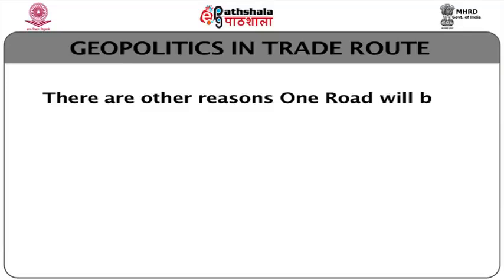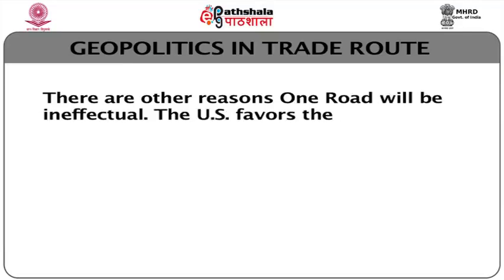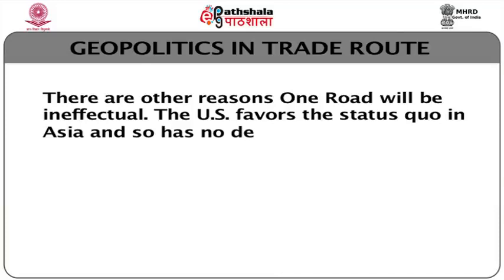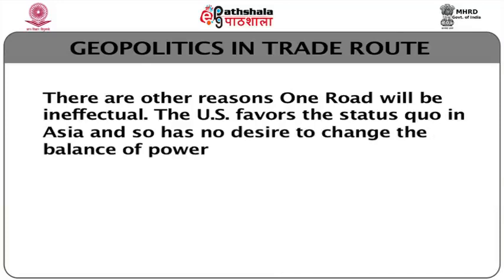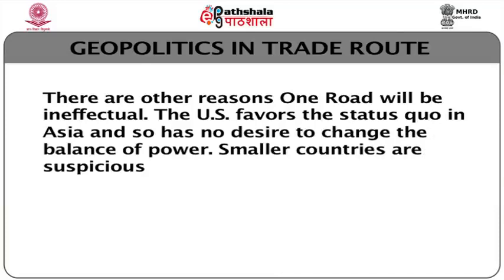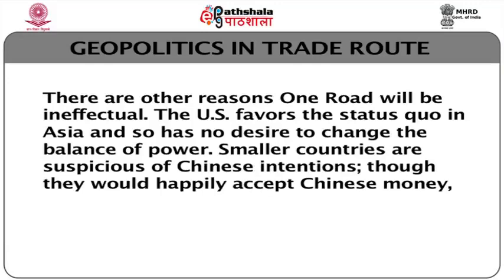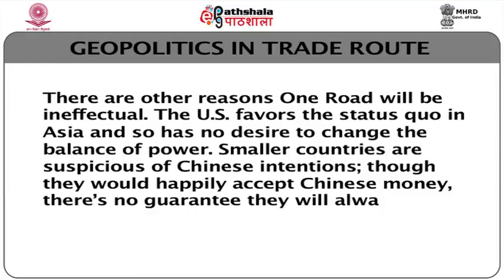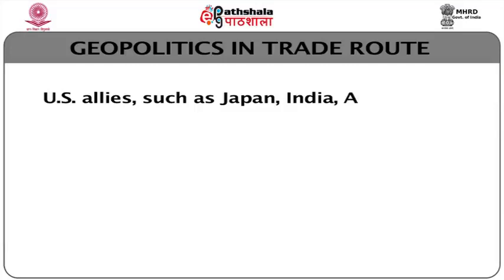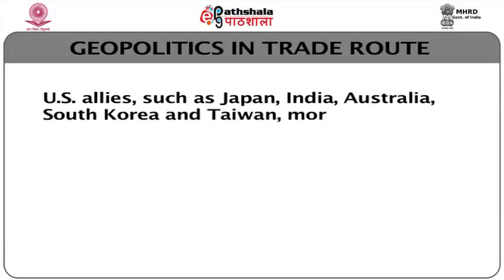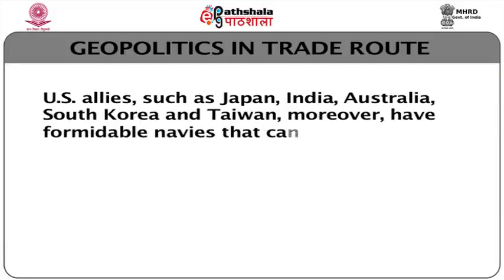There are other reasons One Road will be ineffective. The US favors the status quo in Asia, and China has so far not shown the desire to challenge the balance of power. Smaller countries are suspicious of Chinese intentions. Though they would happily accept the Chinese money, there is no guarantee they will always do Beijing's bidding. The US and its allies, such as Japan, India, South Korea and Taiwan, moreover, have formidable navies that can curb Chinese assertion.